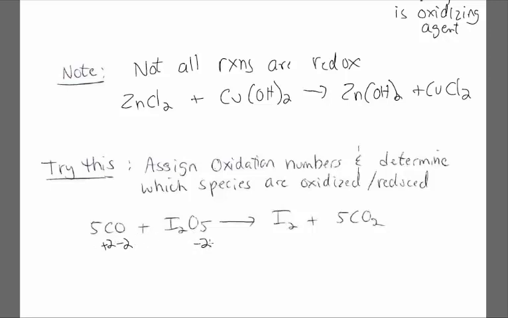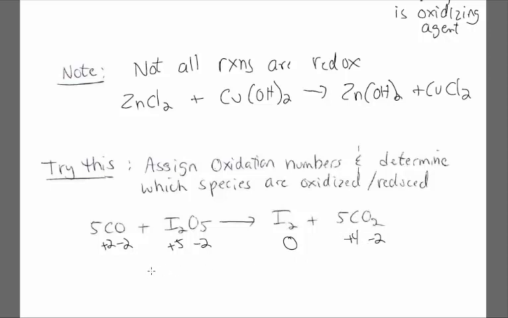I2O5, oxygen is -2. There's 5 of them, which means that this needs to make +10, which means the iodines are each +5. This iodine is a neutral species, just an element, so it's going to be 0. And here, carbon dioxide, -2 for oxygen, but now there's 2 of them, which is -4 charge. So this needs to have a +4 charge.